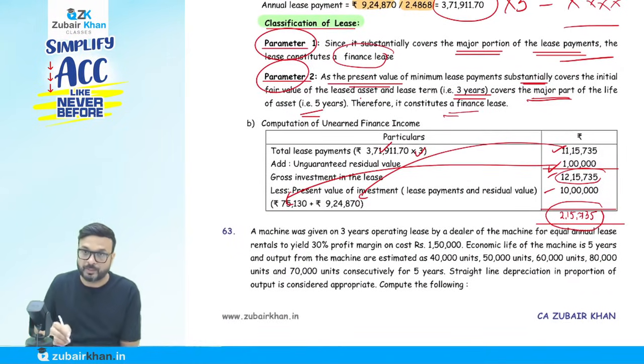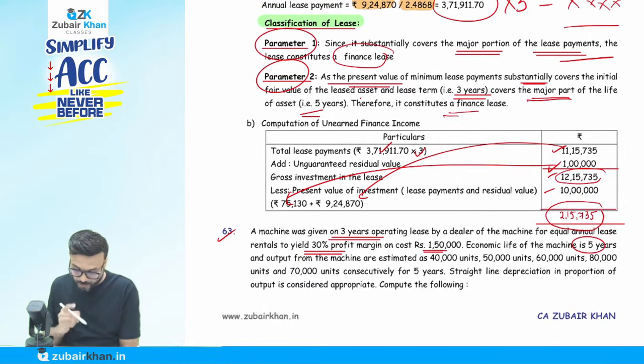Okay, now come to question number 63. They say a machinery was given on a 3-year operating lease by the dealer of the machine for equal annual lease rental, yielding 30% profit margin on cost of rupees 1,50,000. The economic life of the machine is 5 years. The outputs from the machine are estimated at 40,000, 50,000, 60,000, 80,000 and 70,000.